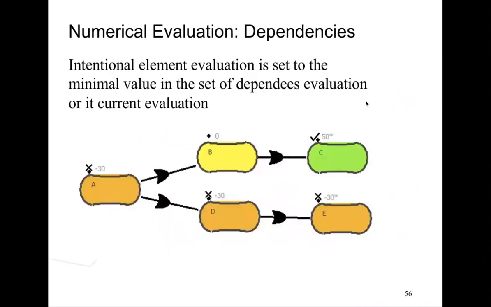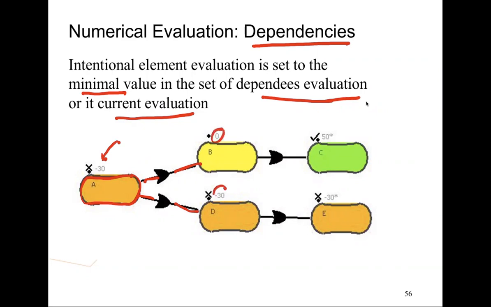So we talked about decomposition relationships and contribution relationships. Now, if we would like to propagate dependency relationships, keep in mind that the intentional element evaluation is set to the minimum value in the set of dependency evaluations, or even its current evaluation. In this soft goal, it depends on two targets. So we have one source and two targets. The satisfaction level of this soft goal would be just the minimum of the two. So the minimum of 0 and -30 would be -30. So it is weakly denied.